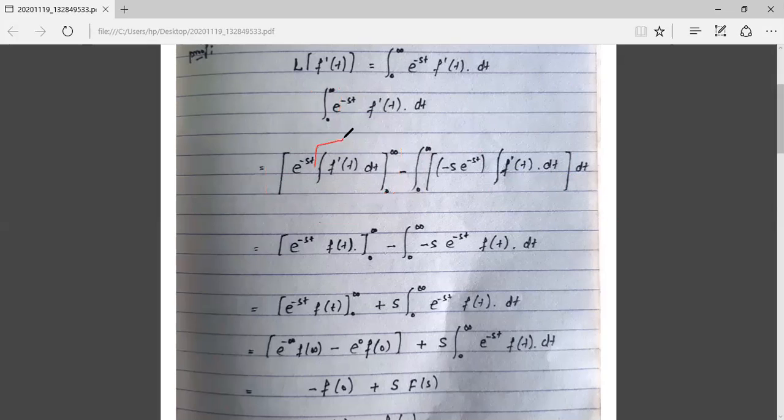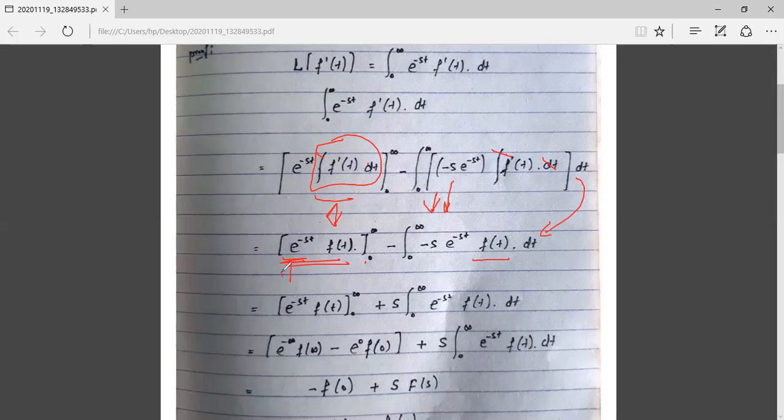See here we have the derivative and the integration at the same time. That's why we cancel them. This integration and derivative will get cancelled. We will get e to the power minus st into only f of t, with respect to the limits 0 to infinity, minus the integration over 0 to infinity. This function we write as it is, minus s into e to the power minus st. Here also the integration and derivative will get cancelled, and we get f of t into the whole dt function.